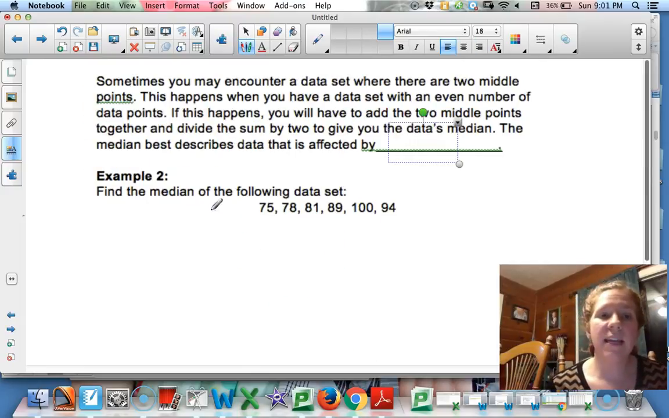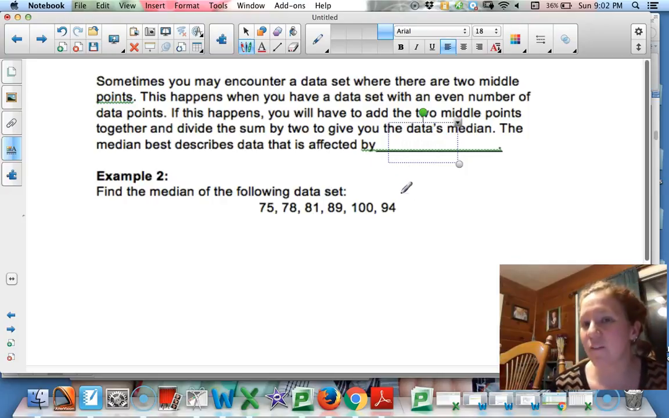Sometimes you might have a data set, though, that's got 2 middle points. So basically you have an even number of data points, so when you cut them in half, there's not a specific number that's in the middle. So we have a way of dealing with this. What you're going to do is take those 2 middle points, add them together, and then divide by 2. And this is a way of getting your actual middle of the data set, of actually folding it in half.